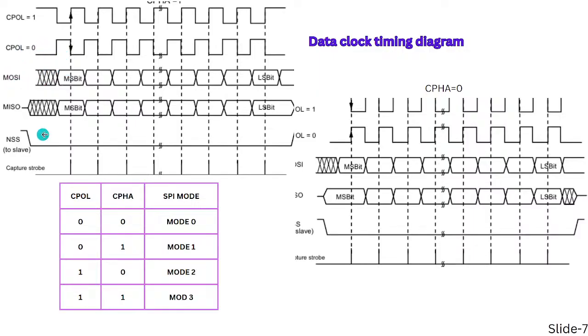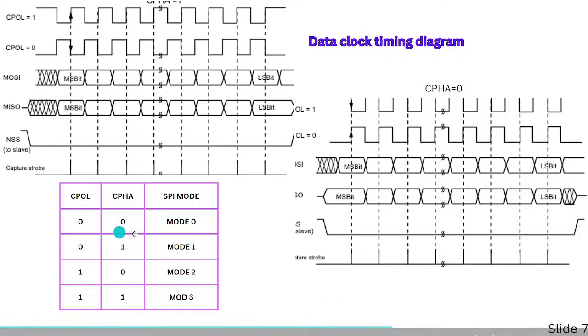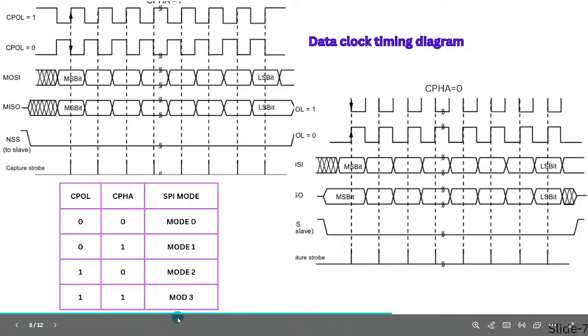This is the MOSI and MISO. The first MSB bit can be sampled on the rising edge, and this is the rising edge, this is the falling edge. This is the capture step. NSS means the chip select line, and this will be low state. Now in SPI we can use four modes of operation: mode 0, mode 1, mode 2, and mode 3. Now we understand clock polarity and clock phase. When both are 0 0, it is mode 0; 0 1 means mode 1; 1 0 means mode 2; and 1 1 means mode 3.